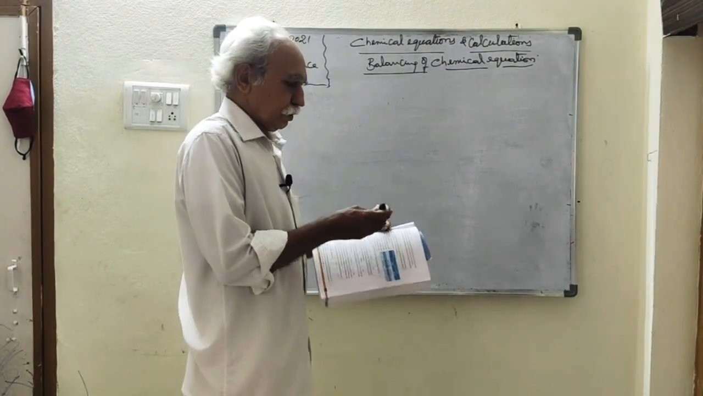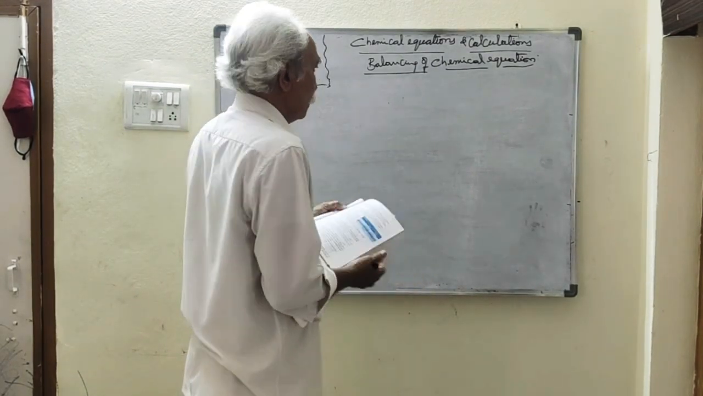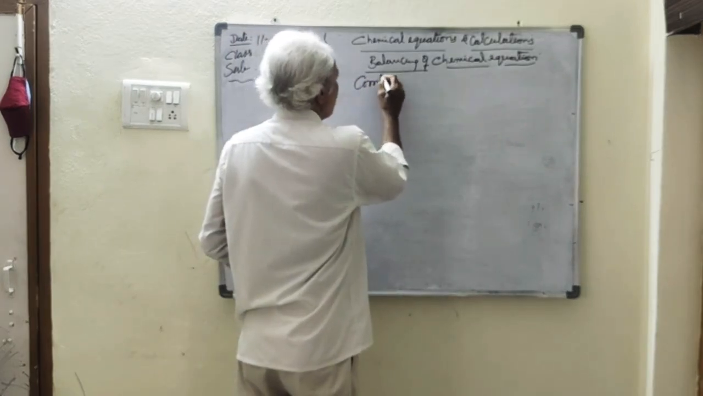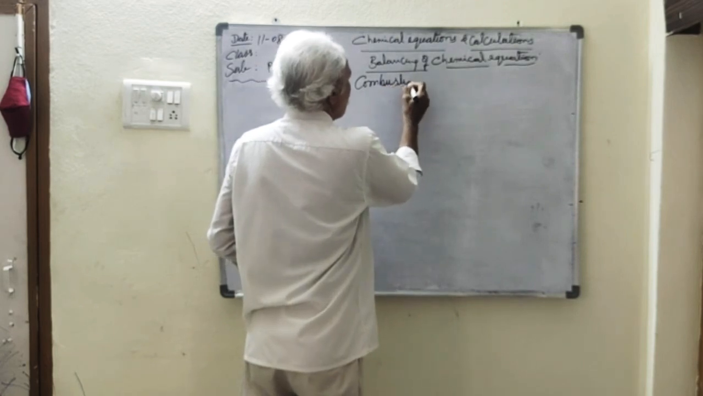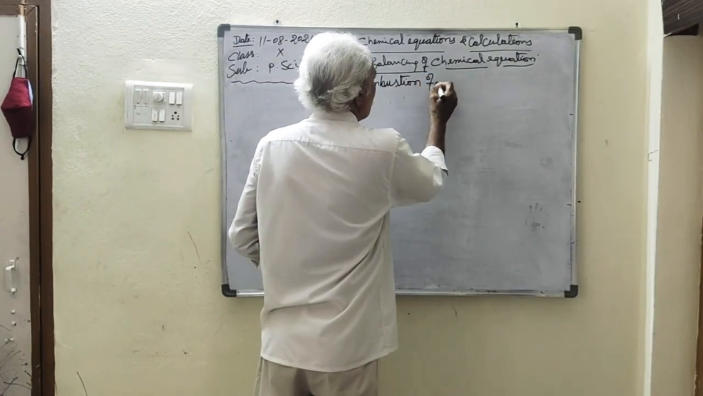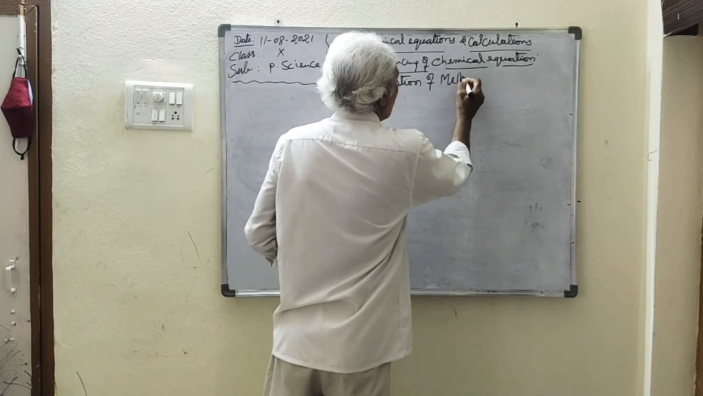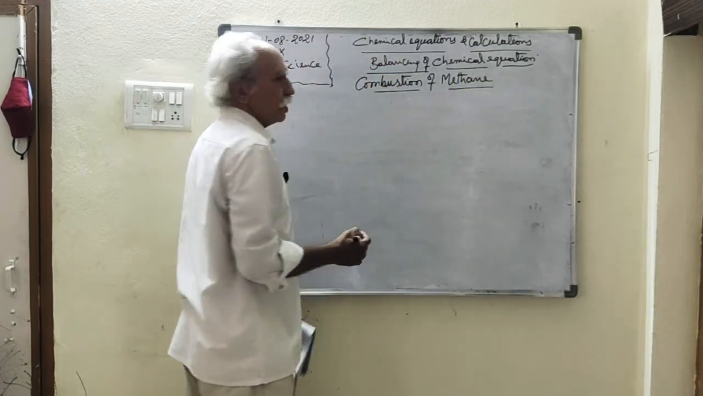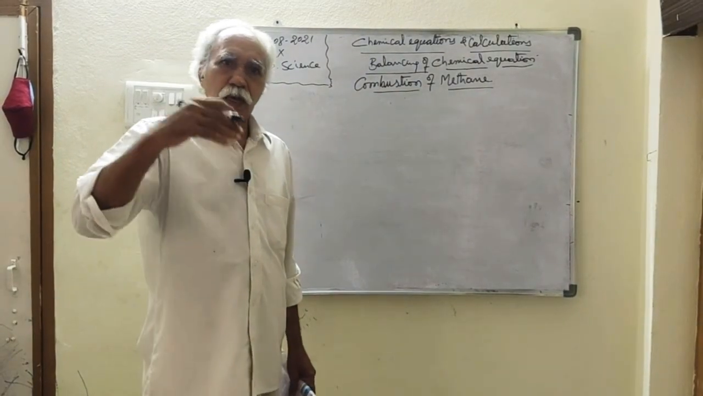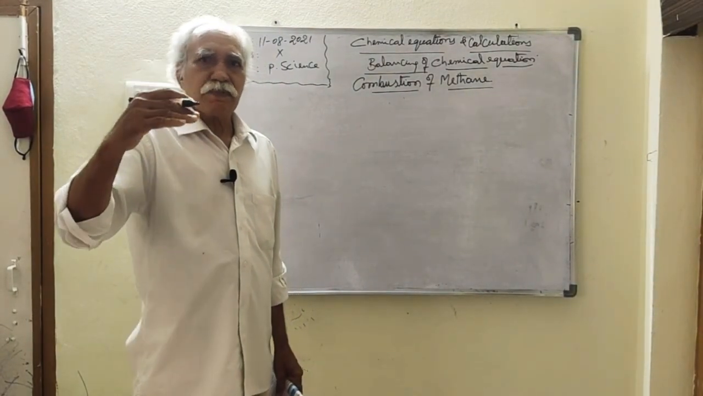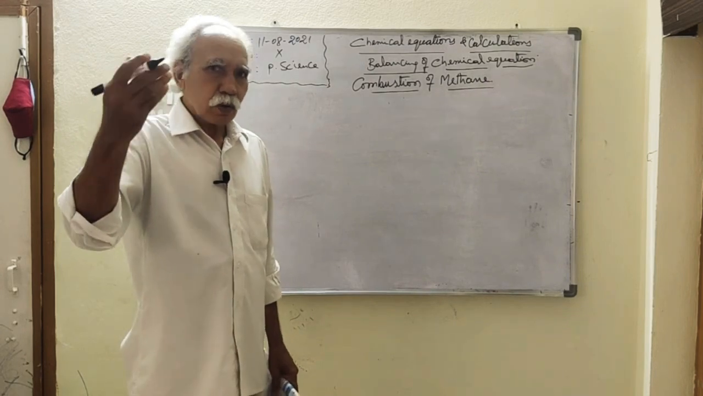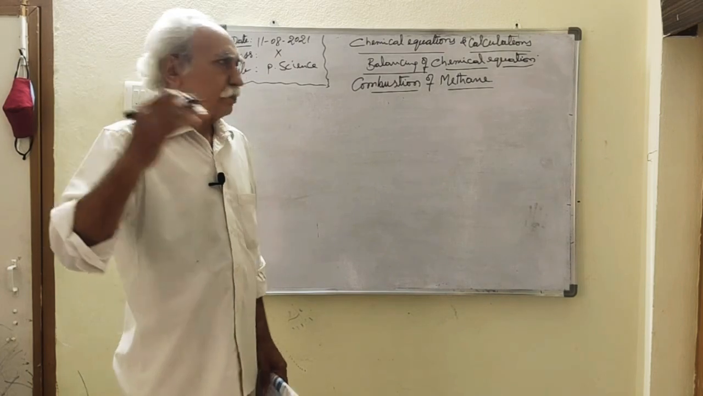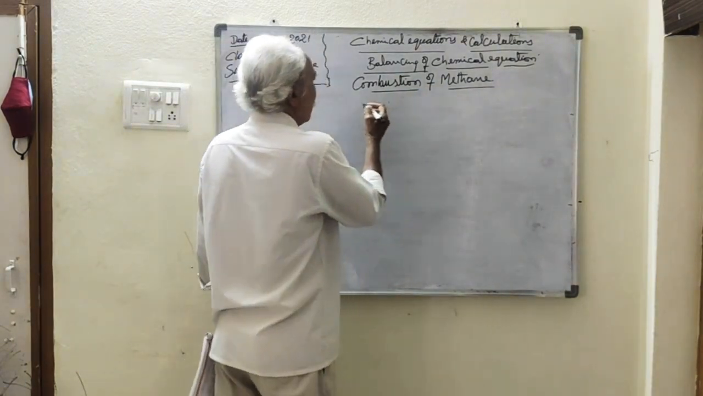Second example, combustion of methane. Methane on combustion, meaning on burning in the presence of excess air or oxygen, produces carbon dioxide and water. So here is the methane formula.